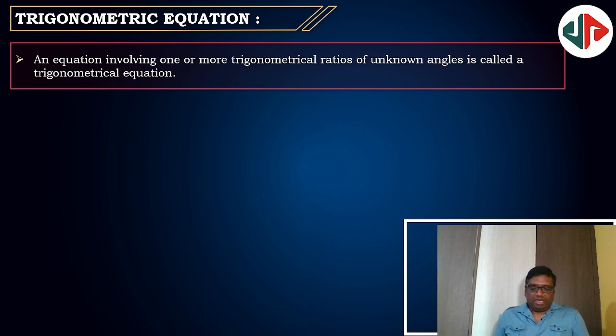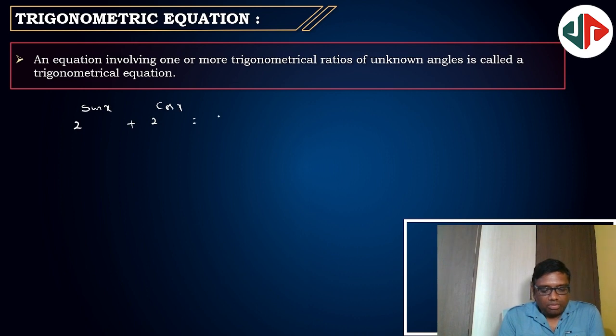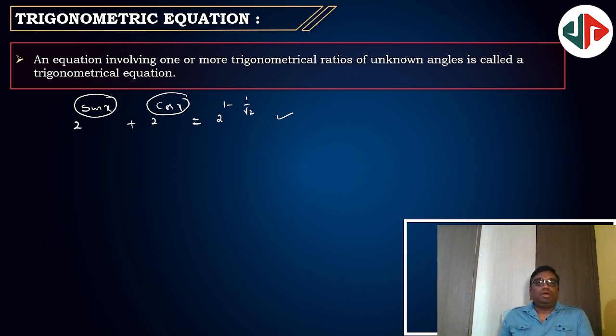What does it mean? If I take one equation, 2 power sin x plus 2 power cos x is equal to 2 power 1 minus 1 by 2. It is an equation. We can call it an equation if a sentence contains an equality sign. So it is an equation. If that equation has trigonometric ratios of unknown angles, such equations are known as trigonometric equations.